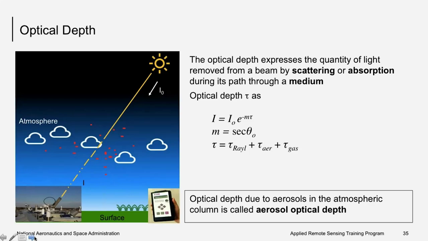Optical depth due to aerosols in this equation, aerosols in the entire column of the atmosphere, is called aerosol optical depth, and it can be measured using an instrument called a sun photometer, which is located on the ground. On the left, you will see a more sophisticated instrument which can make measurements in 10 different spectral channels, taking a measurement every 10-15 minutes. It basically tracks the sun all day long from morning to evening and makes measurements under cloud-free conditions.